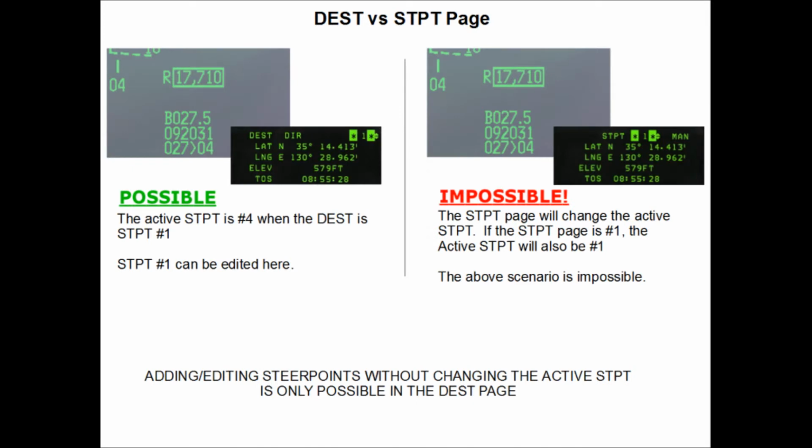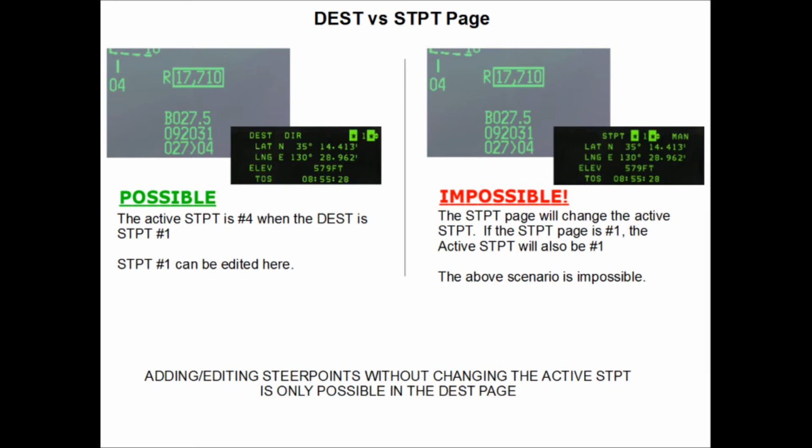In this example, we have both HUD images displaying the exact same thing, that we are 27 miles out of steer point 4. On both sides, we have a DED page. On the left is the destination page, and on the right is the steer point page. And for now, we are going to focus on the right side.